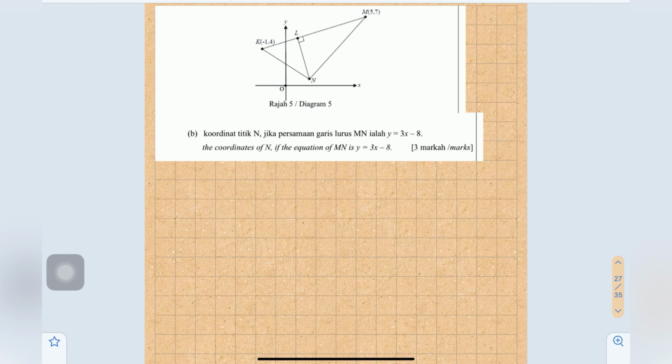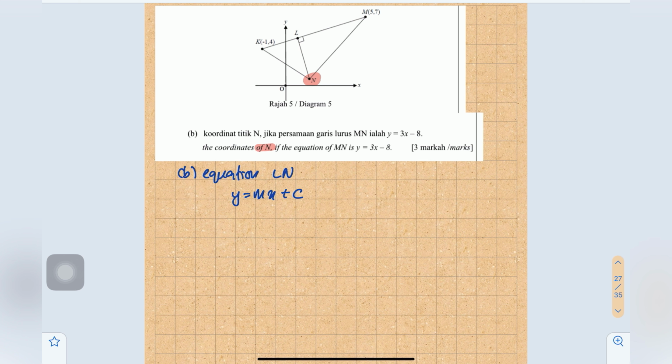Okay, B, find the coordinates of N if the equation of MN is y equals to 3x minus 8. Okay, so dia suruh cari coordinate of N. Dan kita dapati coordinate N is intersection point of straight line MN dengan LN. So kita kena cari dululah equation LN. Okay, y equals to mx plus c lah.